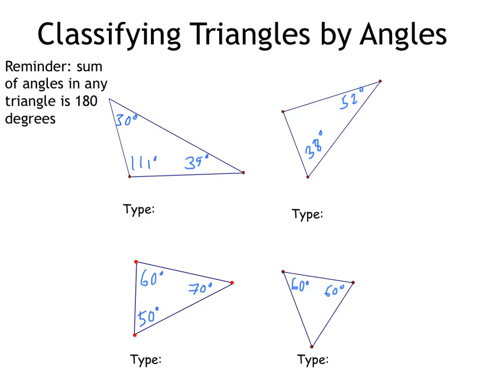Now that I have all three angles, using this important idea up here, we can look at all the angles and we ask ourselves, are any of the angles larger than 90 degrees? Why, yes, one of the angles is larger than 90 degrees. That means that this is an obtuse triangle.